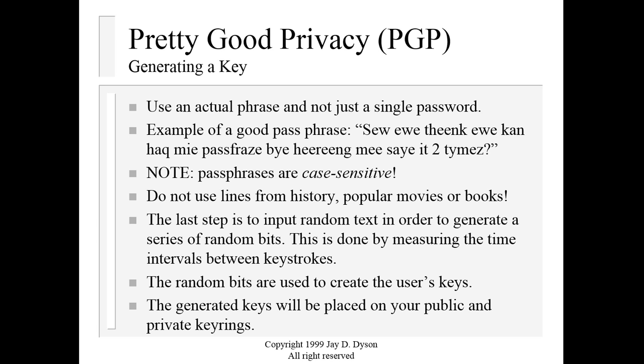Because if someone breaks your public key or can get into your private key, then you're in trouble. The last step is to input a random text, just put like 456, 789, just to kind of fill up the buffer a little bit so that it has nothing to do with whatever you're saying. And it takes the time to measure the time intervals between those keystrokes to validate that's who you are. Those random bits are used to create your user key, and then they will be put into your public and private keys as key rings.